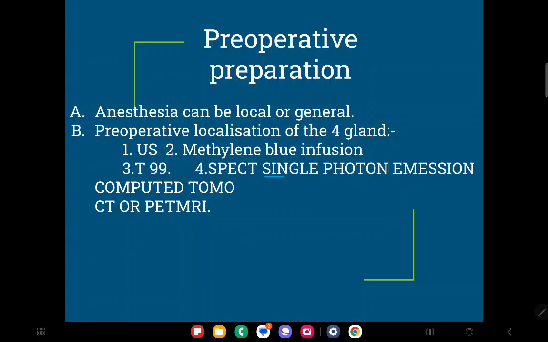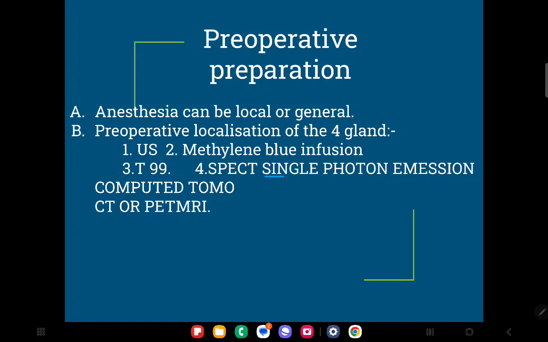What are the pre-operative preparation of parathyroidectomy? Like any operation, the anesthetist should visit the patient on the day before or on the same day if it is becoming on local anesthesia. And the anesthesia itself can be local or general, as the preference of the surgeon.